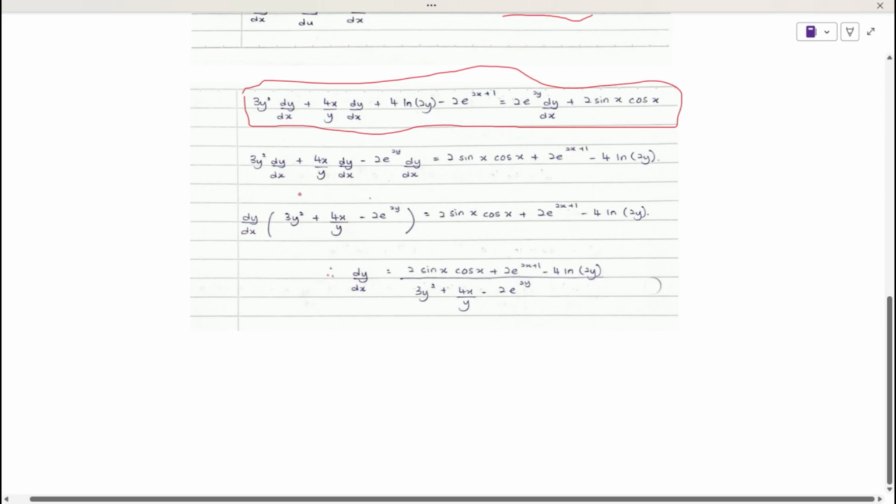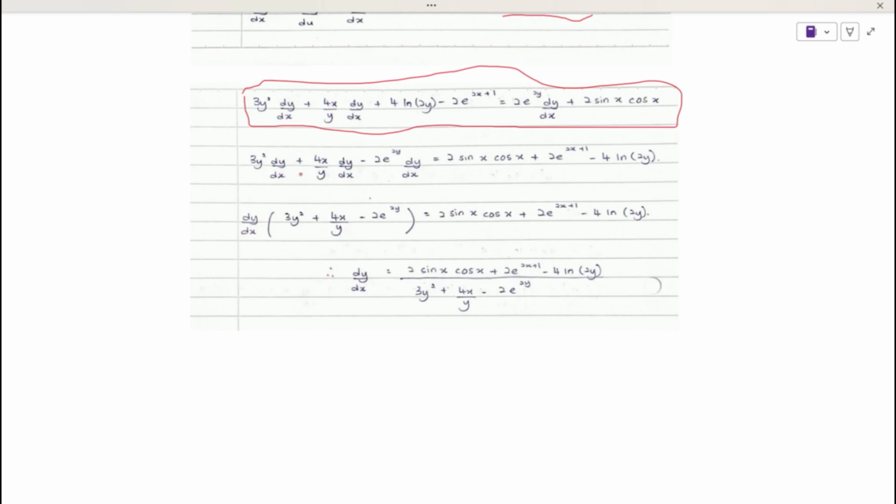So the next thing is we need to rearrange all of this. The terms that have dy dx we will put on the left hand side, and those that do not have dy dx we will put on the right hand side, like this. On the left hand side we have 3y power of 2 dy dx plus 4x over y dy dx minus 2 exponent power of 2y dy dx. On the right hand side we get 2 sin x cos x plus 2 exponent power of 2x plus 1 minus 4 ln 2y.